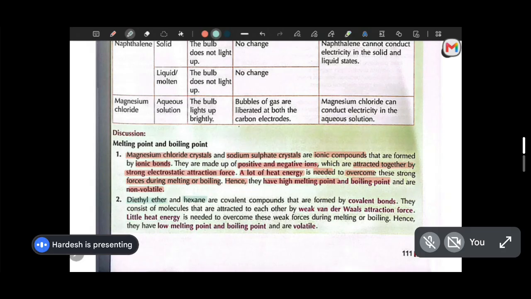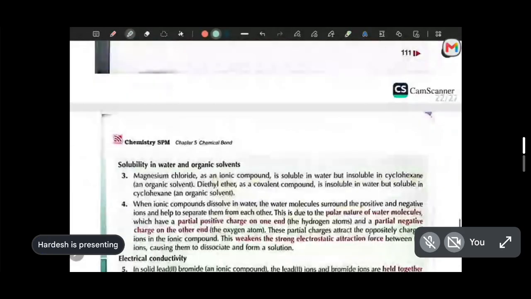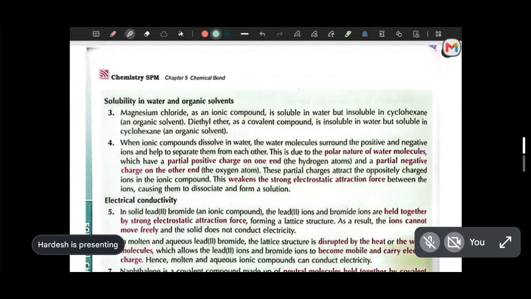Diethyl ether, hexane, covalent compounds formed by covalent bonds. Attracted by weak van der Waals. Little heat energy needed to overcome. And then, low melting, boiling point, volatile. Then here, pull up. Same theory again.